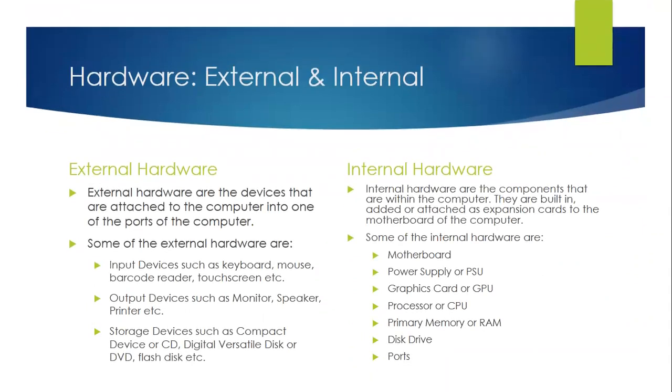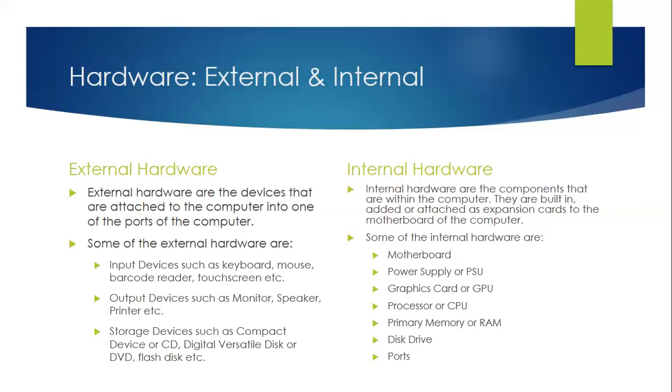Then hardware is divided into external hardware and internal hardware. External hardware are the devices that are connected to the computer through one of the ports of the computer, like when we connect our USB or charger, or when we connect our mobile phone to the computer. Some of the external devices are input devices such as keyboard, mouse, barcode reader, touchscreen. Output devices such as monitor, speaker, printer, scanner. Storage devices such as compact disc or CD, digital versatile disc, DVD, flash disk, etc.